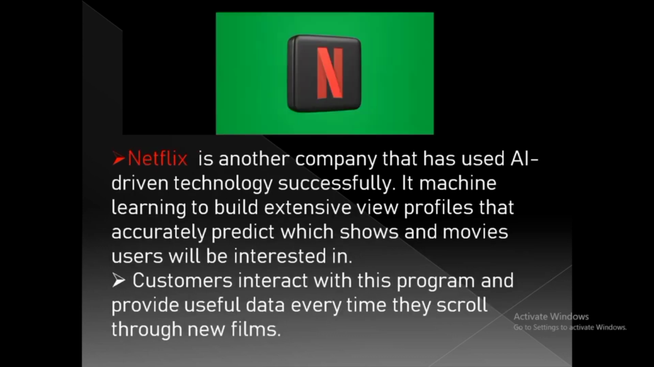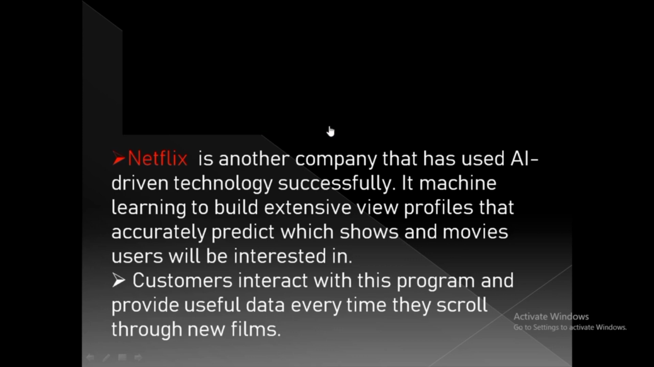Next example is Netflix. As we all know, we are aware of what is meant by Netflix. This is one of the companies which has successfully used AI-driven technology, like machine learning, to build extensive view profiles that accurately predict which shows and movies users are interested in. Like if I am a person who always watches horror films or horror-related shows, then the recommendation to me by Netflix will be horror-related shows only. So this is one of the advantages of Netflix.